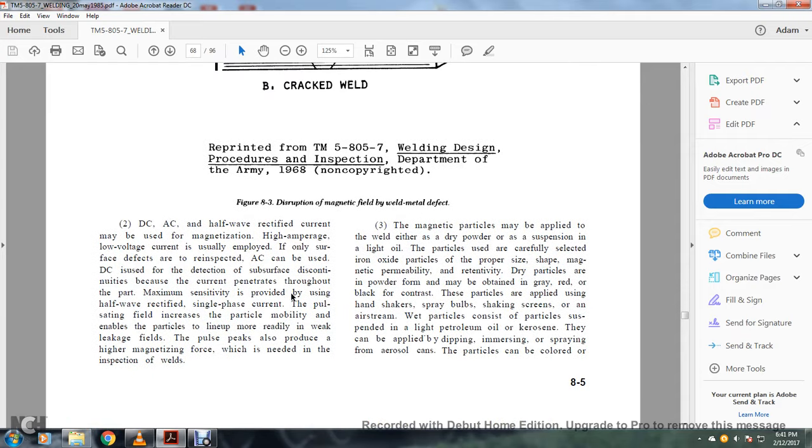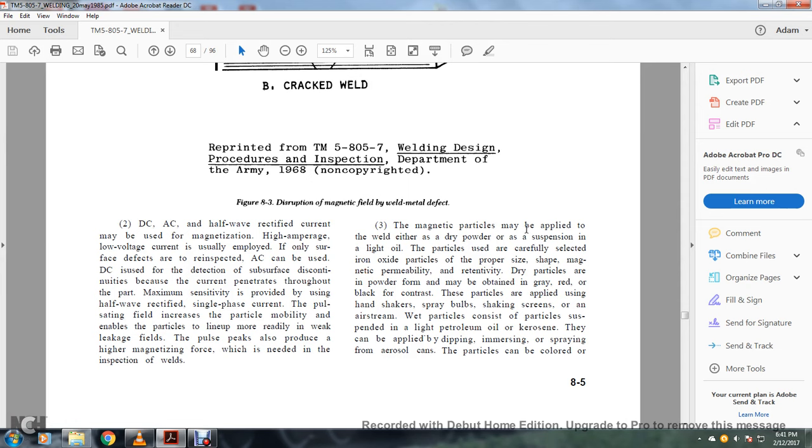DC or AC half-wave rectified currents must be used for magnetizing, with high amperage and low voltage, and are employed with surface defects inspection, but alternating current can also be used. DC is used for detecting subsurface discontinuities because the current penetrates throughout the part. Maximum sensitivity is provided using half-wave rectified single phase current, because the pulsating field increases particle mobility and enables the particles to line up more readily at weak leakage fields. A high peak is also produced with a high magnetizing force, which is needed in the inspection of welds.